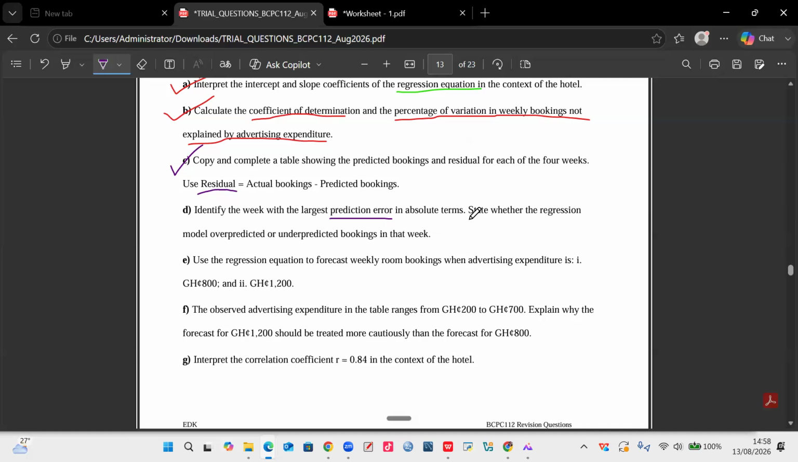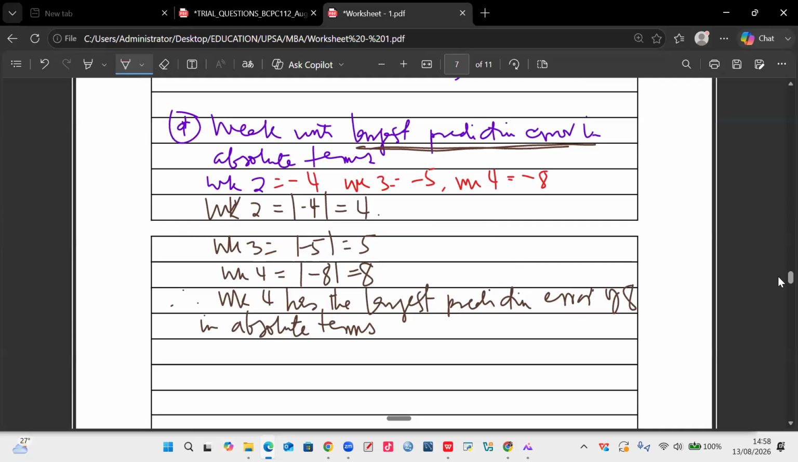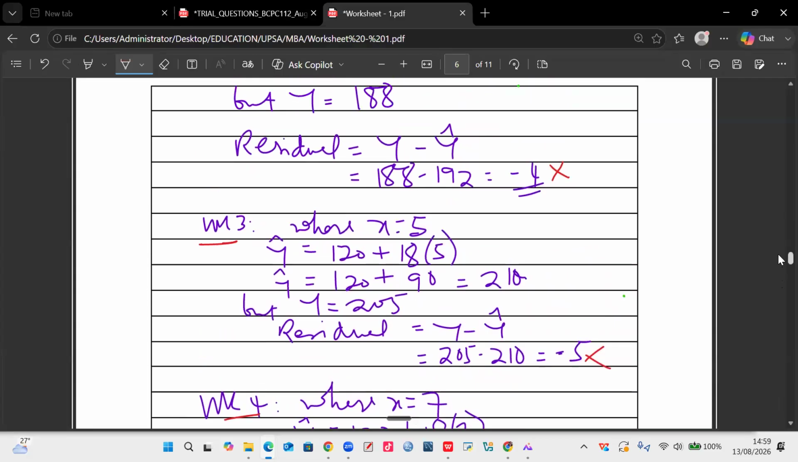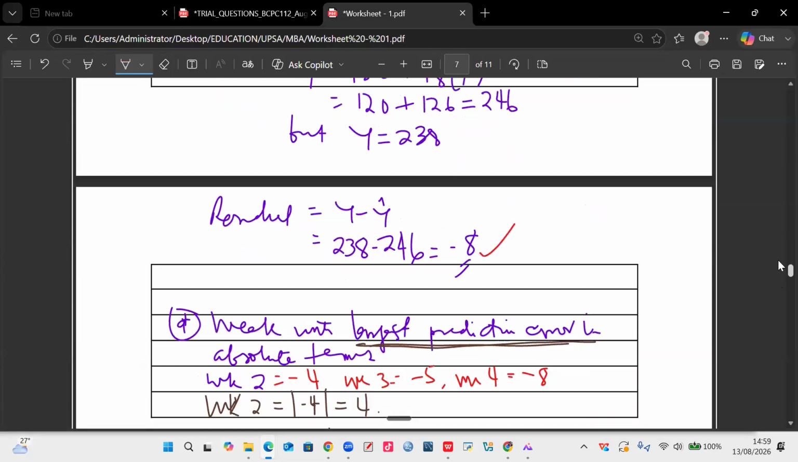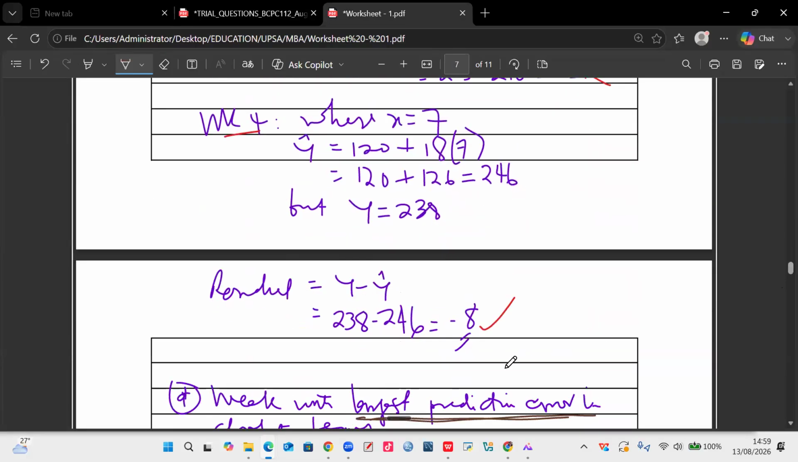Okay, now it says, state whether the regression model over predicted or under predicted bookings in that week. That week was week 4, with an error of 8. Was there an over prediction or under prediction? How do you determine that? Check the equation and tell me, did they over predict or under predict?